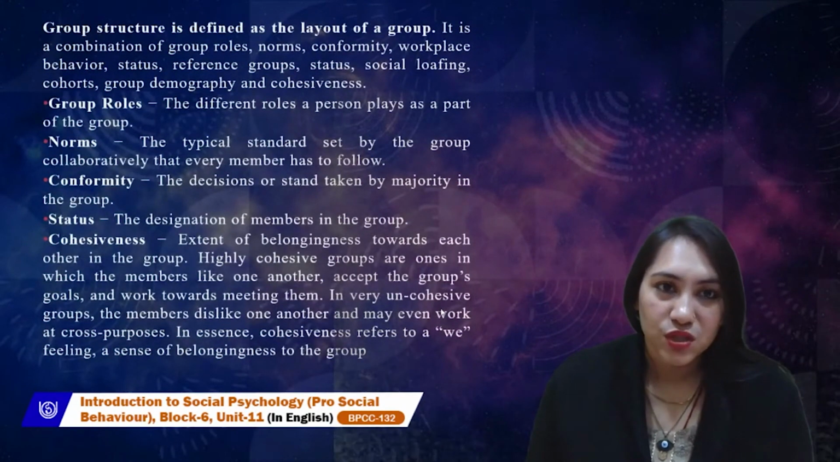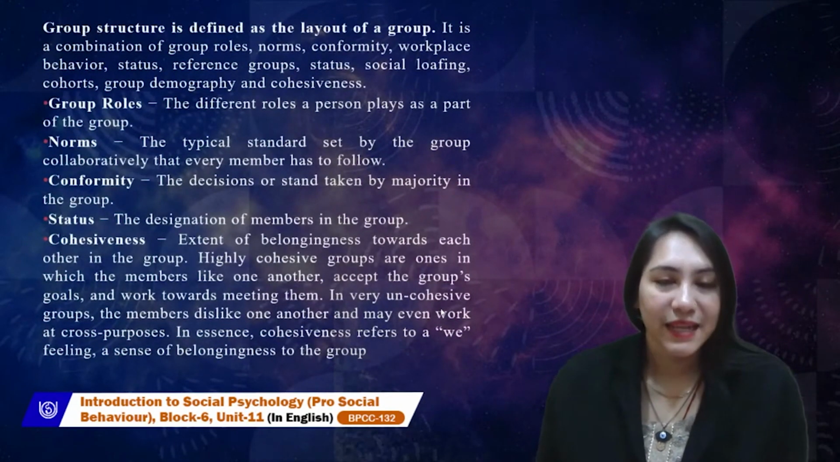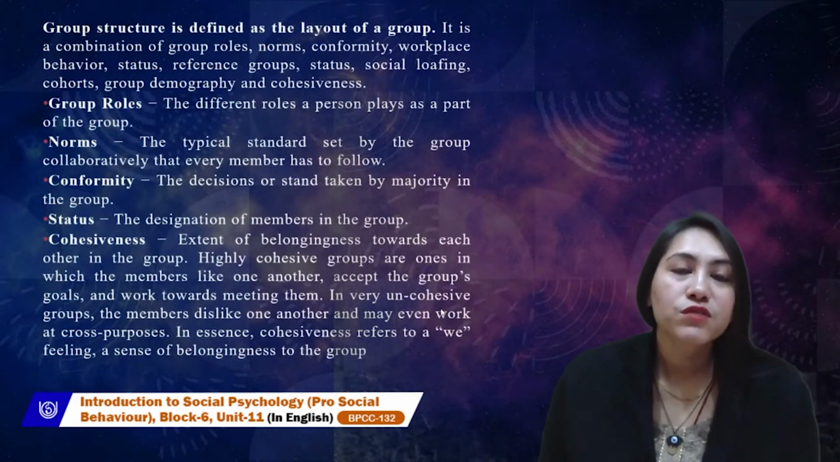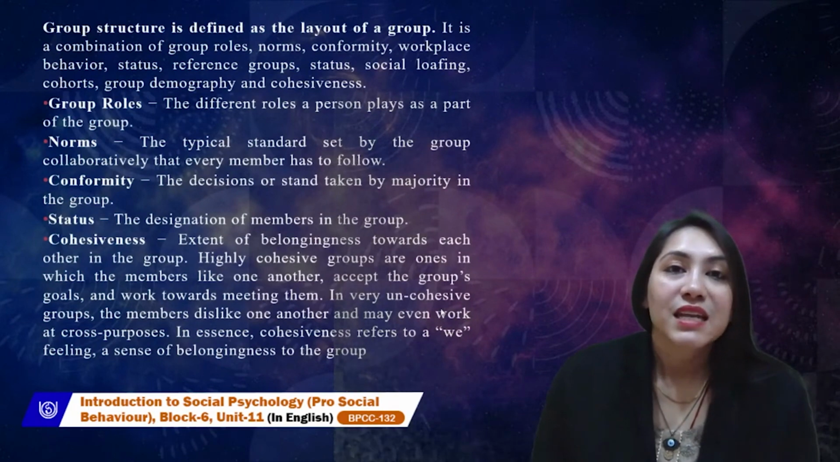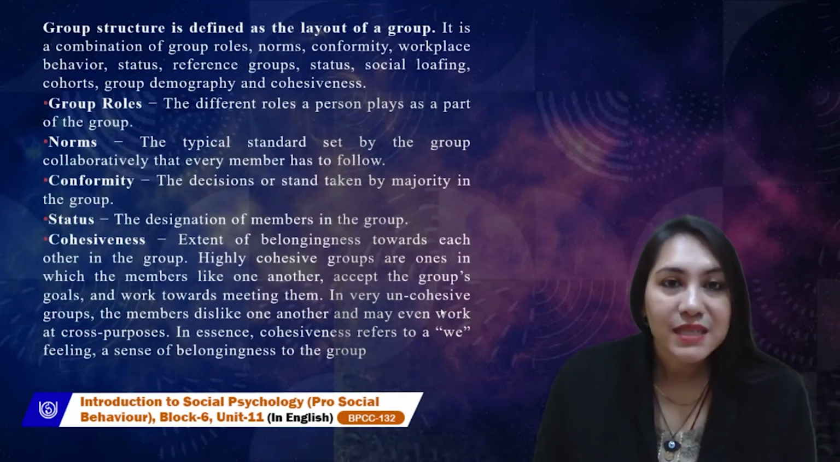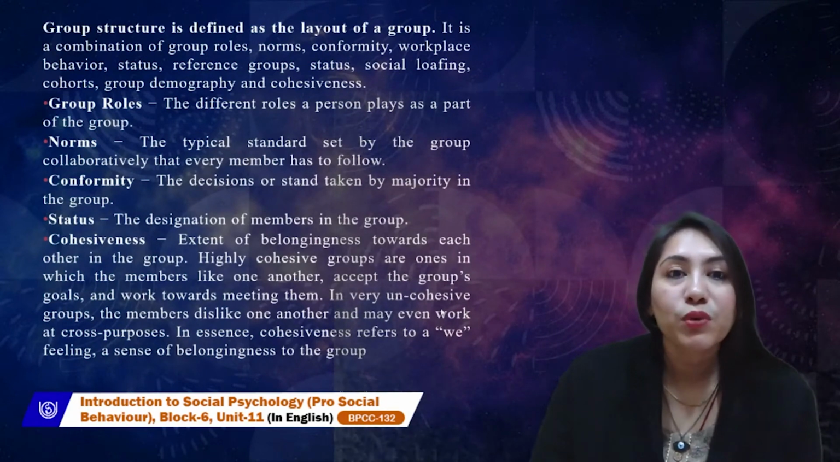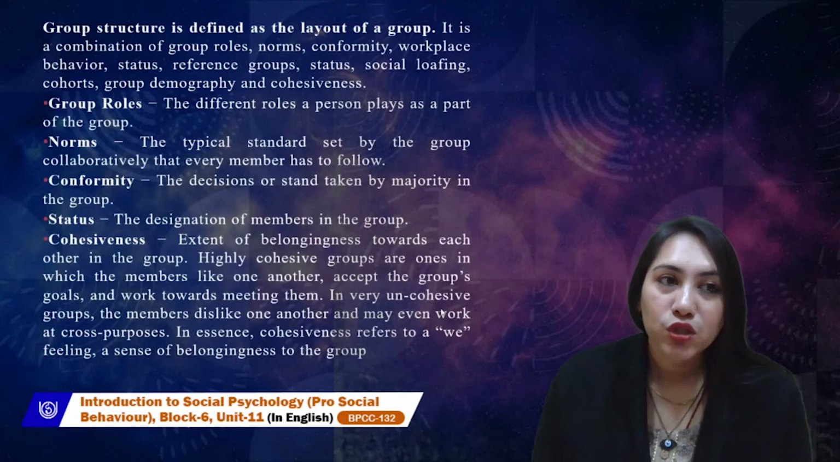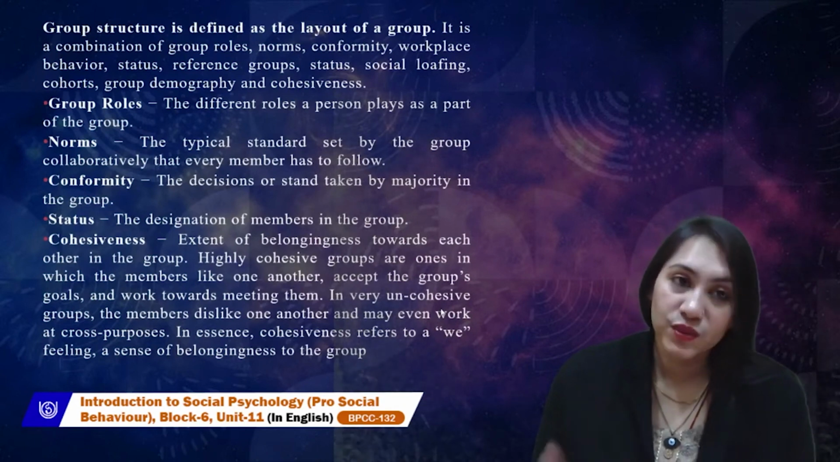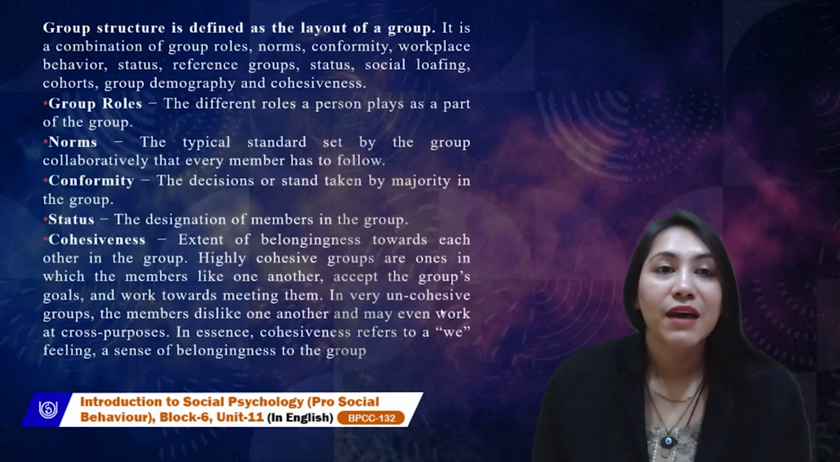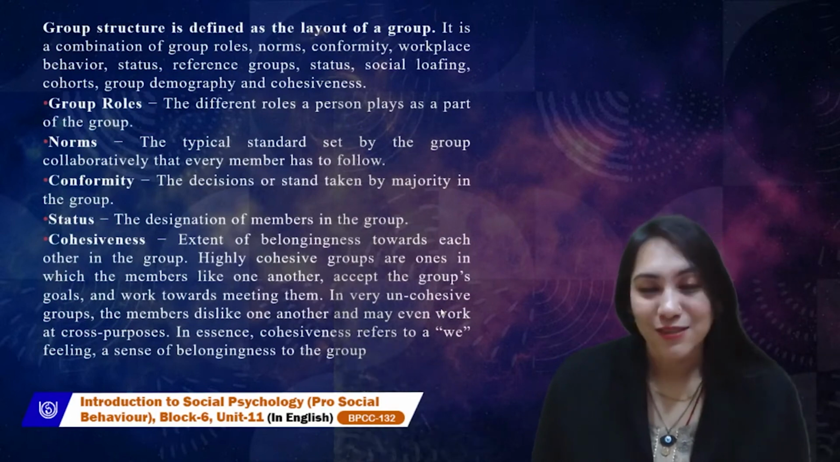Once the group is formed, where you have a collection of people, common motives and goals, common interests, similarities, what is formed just after groups? There is something which is called a group structure. Group structure is a proper layout, a blueprint of a group. So, what are the characteristics of the group structure? The group structure will have roles, norms, conformity, status and cohesiveness.